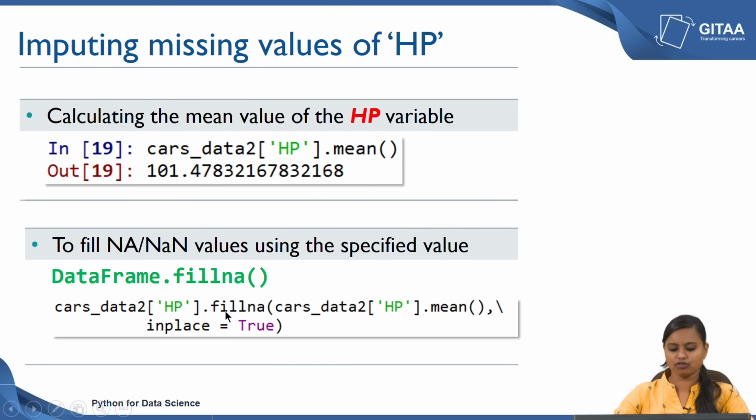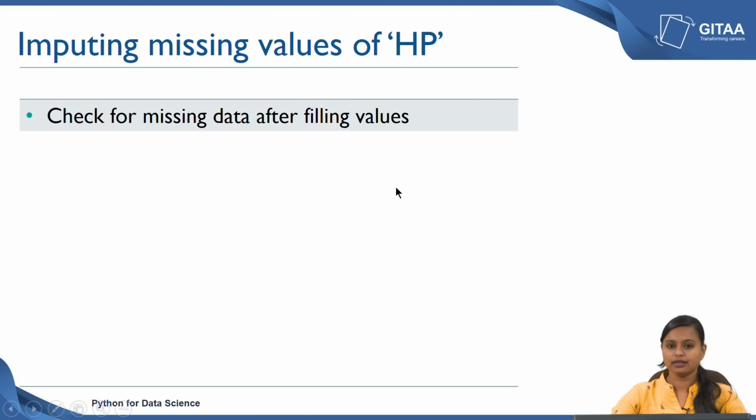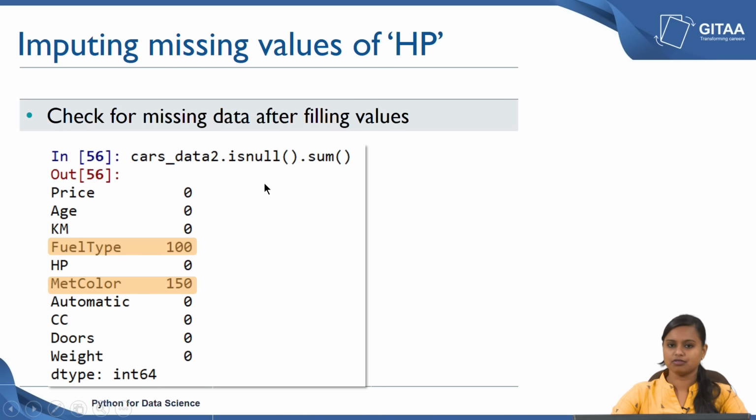Now, we are going to use this value to replace all the missing values of horsepower. Using the same function fillna, I am replacing all the missing values using the mean of horsepower, and we are filling the missing values in the existing data frame by giving inplace equal to True. Now, we have replaced the missing values under all the numerical variables like age, kilometer and horsepower. Now let us check for the missing data after filling those values. Let us see whether there are any missing values under them or not. Yes, there are no missing values, but if you can see there are still missing values under fuel type and met color because we have not touched those variables yet.